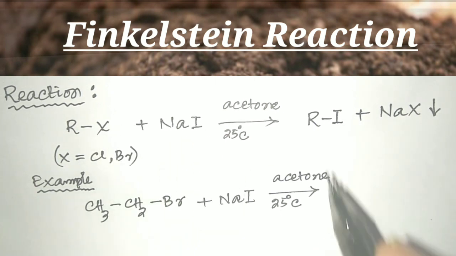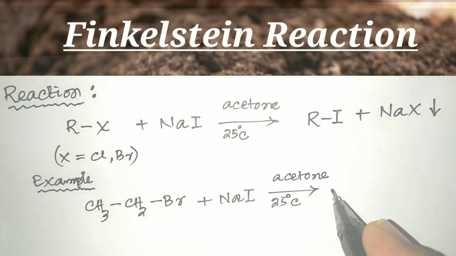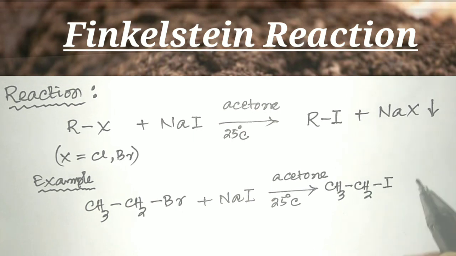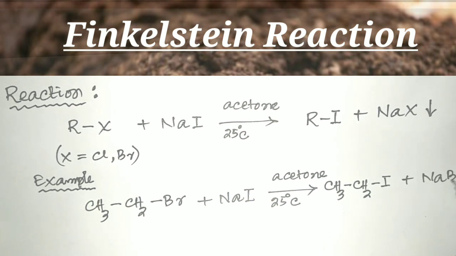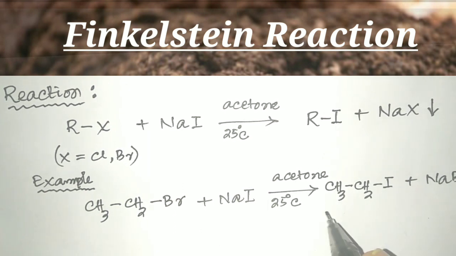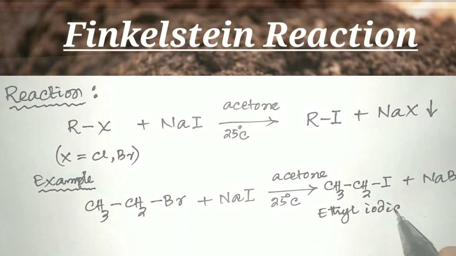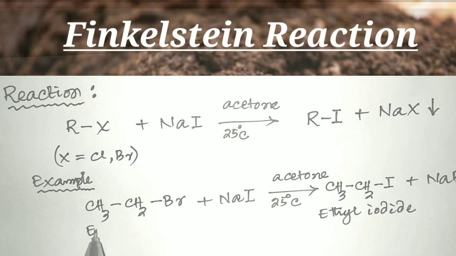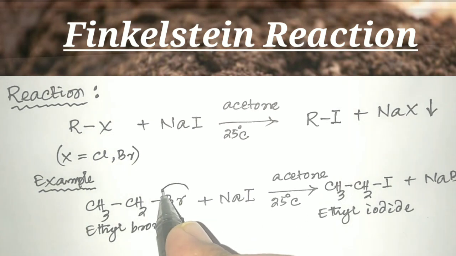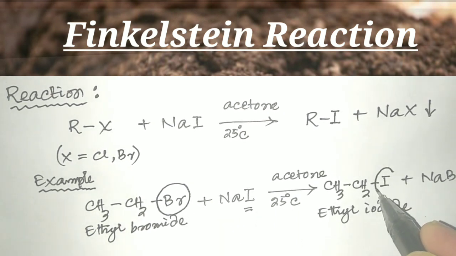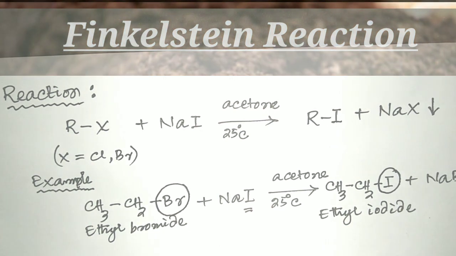In the place of X, Br is there. So I minus from NaI will substitute Br, such that you will get CH3CH2I, and the byproduct is NaBr. So here the halide ion gets exchanged. Our product is ethyl iodide and the reactant was ethyl bromide. The halide ions, bromide and iodide, have been exchanged. In ethyl bromide, the bromide ion has been substituted by iodide to form ethyl iodide.